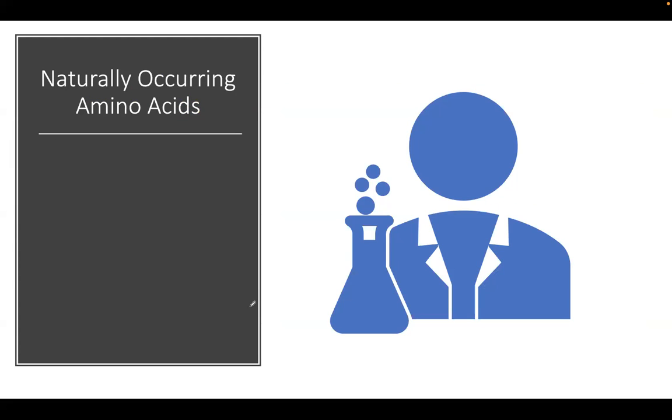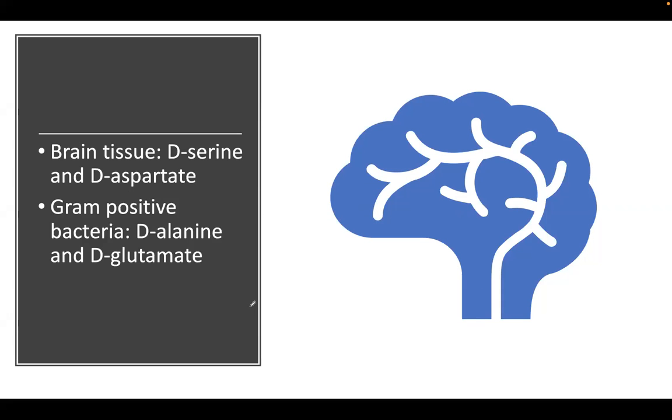Now, there are some naturally occurring amino acids which we have to bring from this chapter. Number 1 is the one we find in the brain tissue. What are the naturally occurring amino acids that we find in the brain tissue? We have serine, then we have aspartate. We also have some naturally occurring amino acids which are found in gram-positive bacteria. One is D-alanine, the other is D-glutamate.